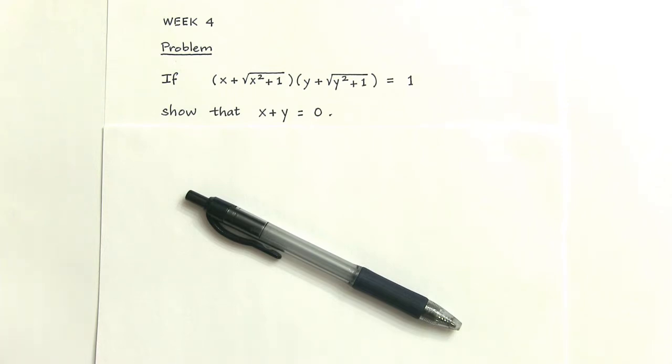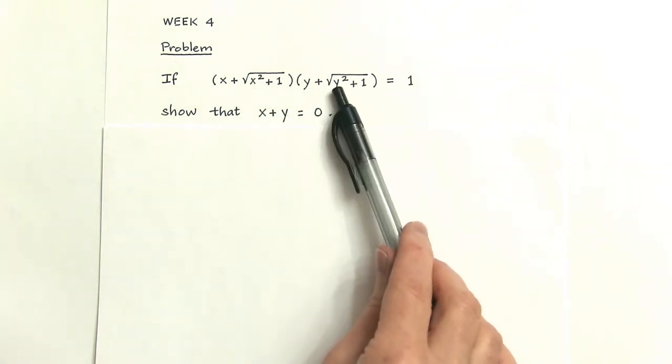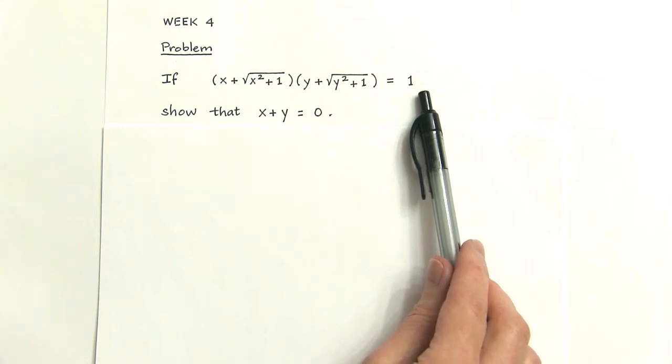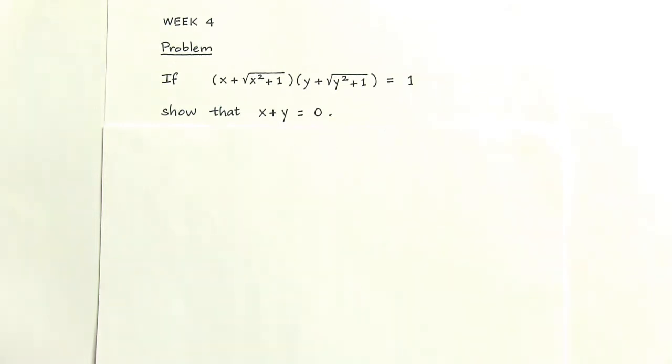The problem I want to solve this week is as follows. Suppose we know that the product of these two quantities is equal to 1. Then we want to show that it must be true that x and y must add up to 0.